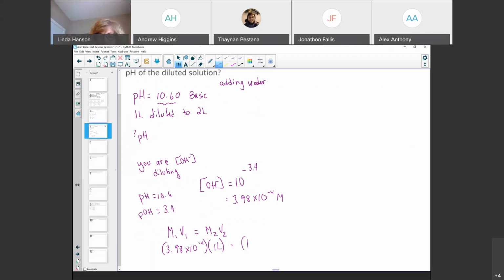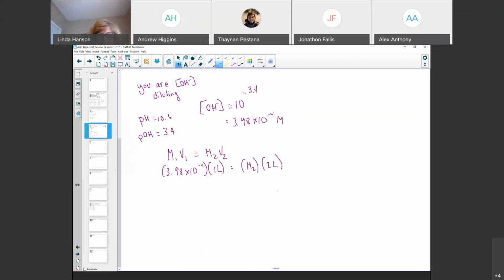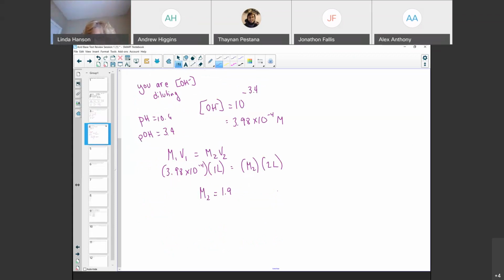We're diluting it now to 2 liters. So you can see the concentration is going to be cut in half. The new concentration, divide by 2 on my calculator, and it reads 1.99 times 10 to the negative 4. And if you remember, that's what we assigned to the hydroxide, because this was a basic solution. We added water. We need the molarity of the base ion to be half as much as the original solution since we doubled the volume.